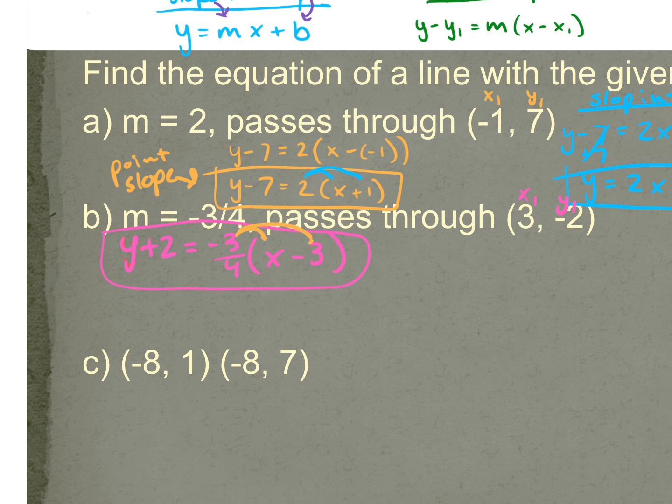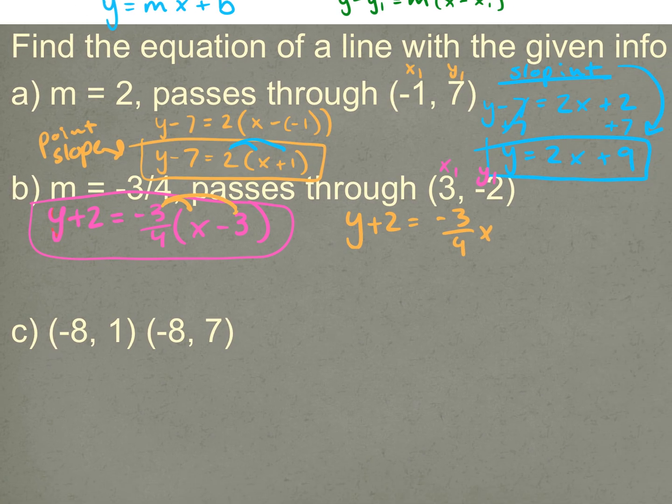Awesome. We want to distribute -3 over 4. So y plus 2 is equal to -3 over 4 times x. How do I multiply a fraction and a whole number? I can put 3 over 1, and then we just multiply the tops together and the bottoms together. So -3 times -3 would be 9. So plus 9 over 4 times 1 would be 4.